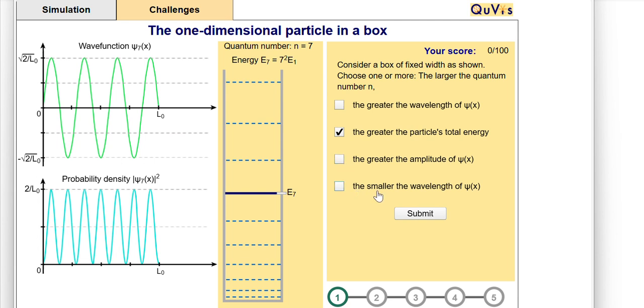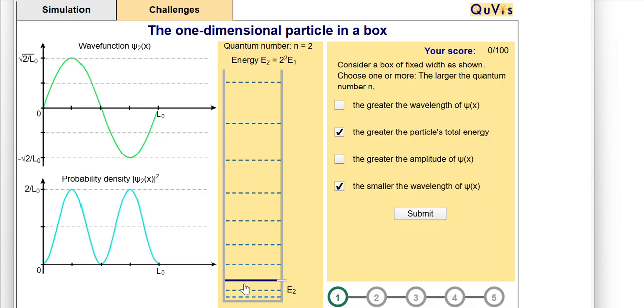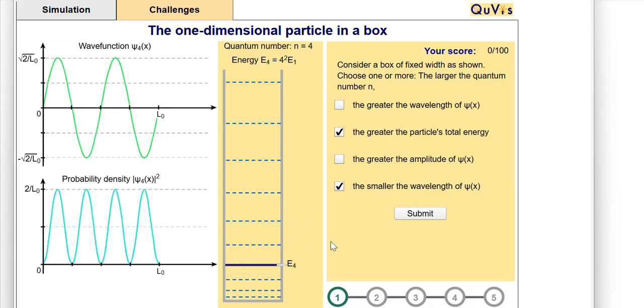Smaller the wavelength, is that true? The answer is yes, because just now we already said not this one, so it must be this one. It's observable again, and you see the wavelength becomes smaller, the green graph. So submit. Hope it's correct. Yeah, okay, lucky it's correct.